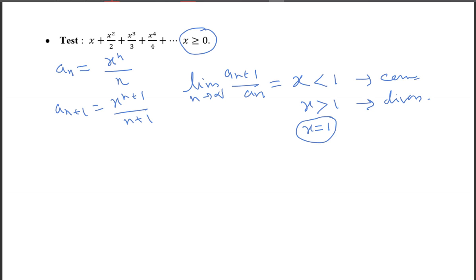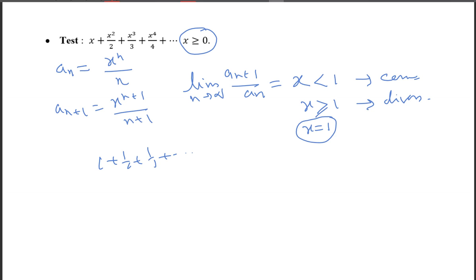See, if you put x equal to 1 in this series, what will be the series? 1 plus 1 by 2 plus 1 by 3, and so on. What is this? This is a P series, 1 by n, which is divergent. So now the problem is completed: using D'Alembert's ratio test you have this limit, and you can say the series is convergent for x less than 1 and divergent for x greater than or equal to 1.